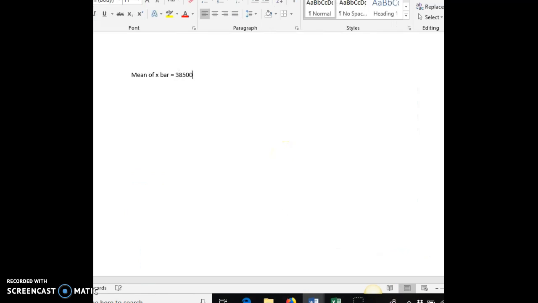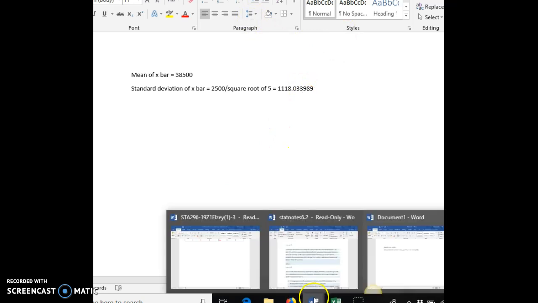And then the standard deviation of x bar is equal to our population standard deviation divided by the square root of our sample size, which in this case is 5. So let's put 2,500 divided by the square root of 5 into our calculator. That gives us 1,118.033989.